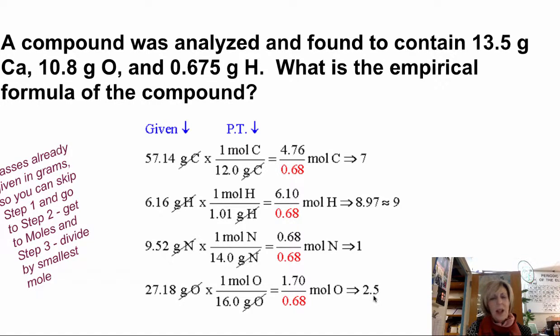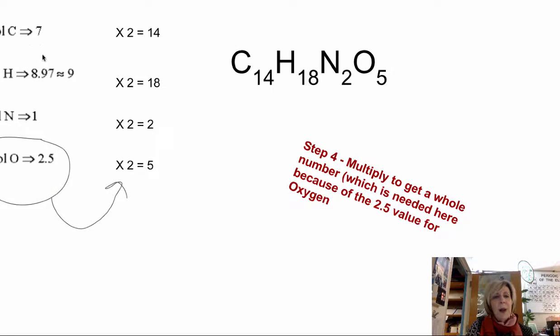That's not a whole number. It's not close enough to be a whole number, and so I'm going to have to multiply everybody times a number to get a whole number for my ratios. So because of that oxygen being 2.5, I need to multiply him times 2 to get 5, and that means I have to do the same for the moles of nitrogen, for the moles of hydrogen, and for the moles of carbon. And so I get C14H18N2O5, and that is my empirical formula.